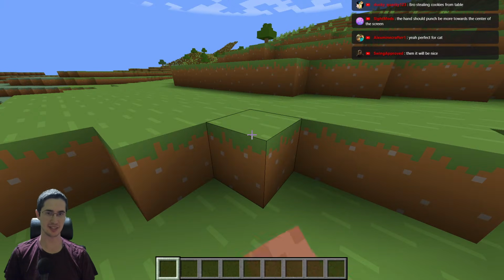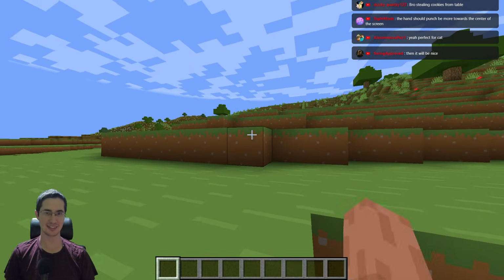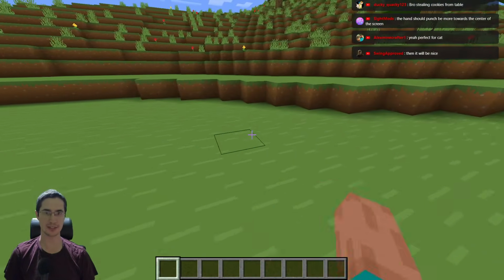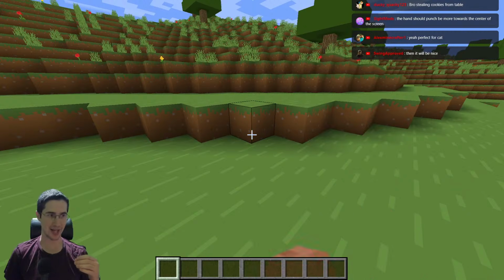More towards the center of the screen. It's fine, chat. Let's not over-engineer it. We don't have the time. Let's try to add it into the game so we don't have to scrap it.